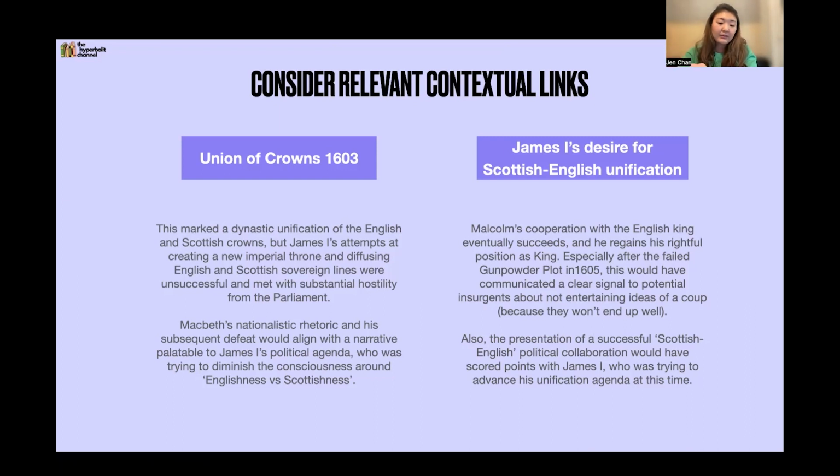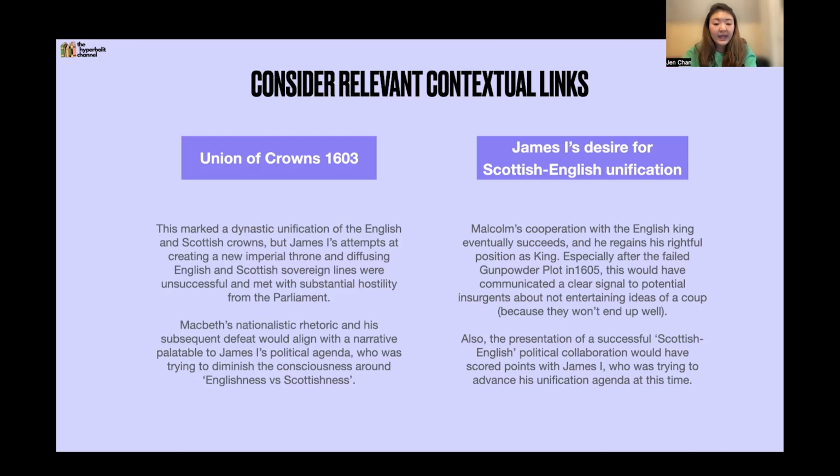And in this extract, we see Macbeth's nationalistic rhetoric when he says, "mingle with those English epicures," in this tone of disdain. And we see Macbeth's subsequent defeat as perhaps this message that this sort of nationalism is ultimately not going to fly. And this sort of cautionary message would align with a narrative that fits with James I's political agenda, who was at the time very much trying to diminish this sort of consciousness around Englishness versus Scottishness.